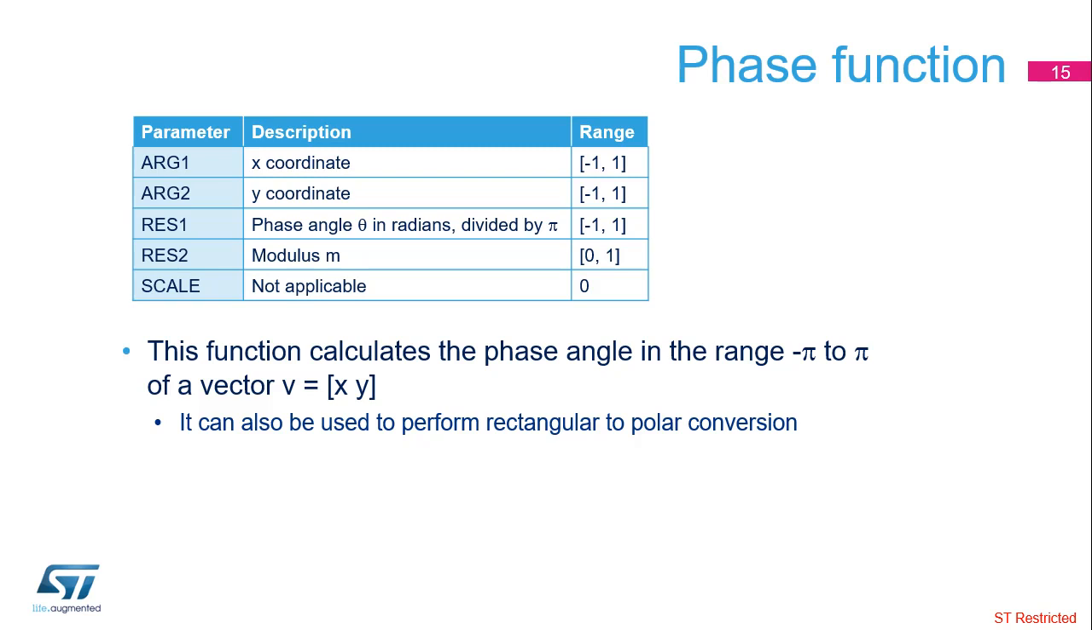Note that values close to pi may sometimes wrap to minus pi due to the circular nature of the phase angle. The secondary result, res2, is the modulus, given by V equals the square root of x squared plus y squared. If V is greater than 1, the result in res2 will be saturated to 1.